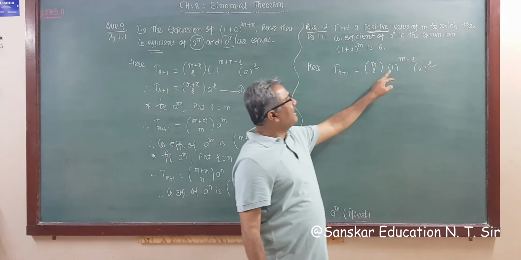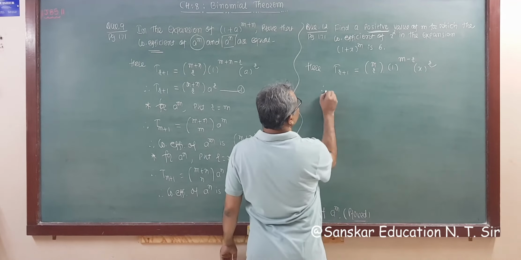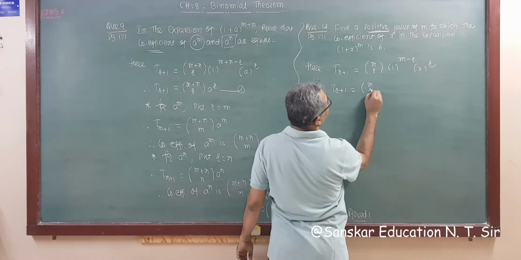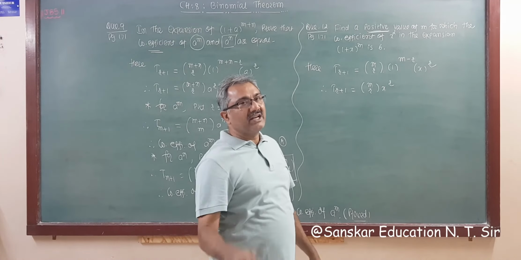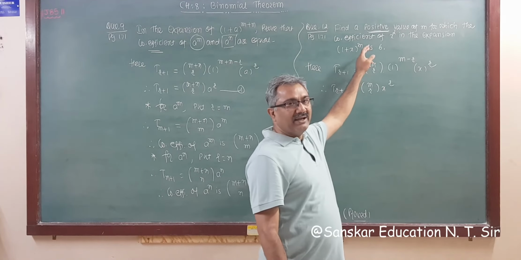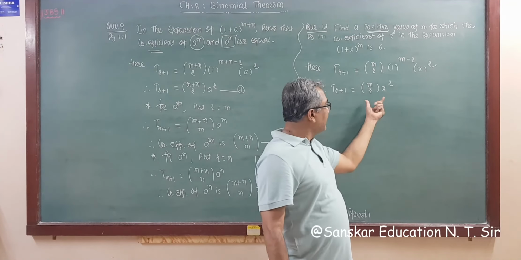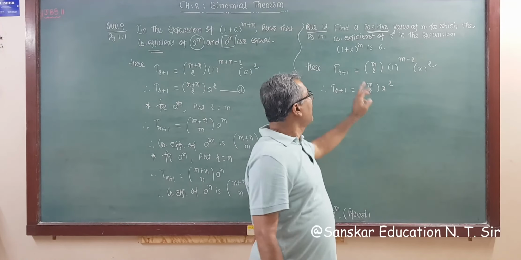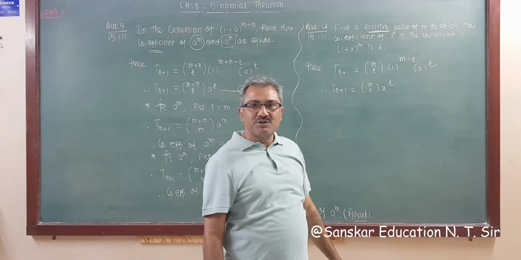Got it? Anything raised to 1 is always 1. So what we get? T(r+1) is equal to nCr x raised to r. If you are able to remember that in the expansion of (1 + x) raised to n the coefficient of x raised to r is nCr, you can directly write this. Otherwise this is the way to write it. Here, writing n in place of n, it becomes (1 + x) whole raised to n, right?